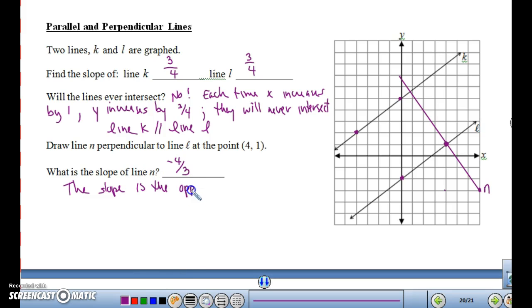So perpendicular lines have opposite reciprocal slopes. The slope is the opposite reciprocal of the other line. So we had to flip the slope and change the sign for it to be perpendicular. So those are our two rules that we're going to talk about with parallel and perpendicular.